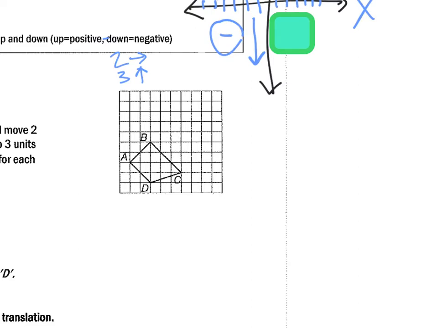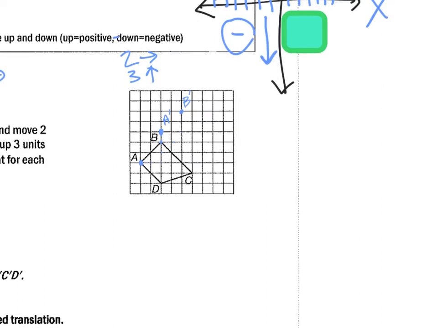So I'm going to start with point A, and I'm going to go 2 units to the right, so 1, 2, and up 3: 1, 2, 3. So that's A prime. Same thing with B. I'm going to move B 2 units to the right, so I start here, go 1, 2. So 2 units to the right, 3 units up: 1, 2, 3. So B prime.